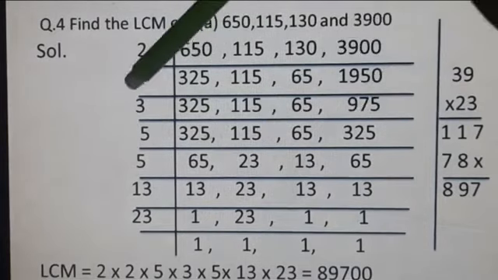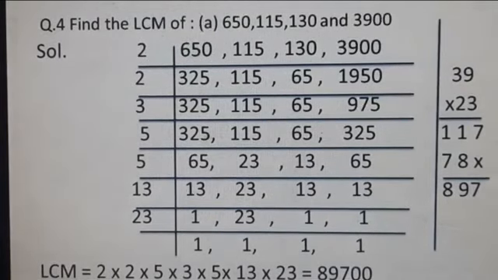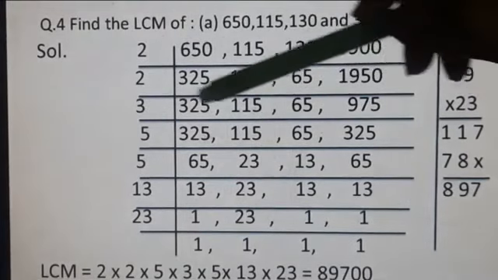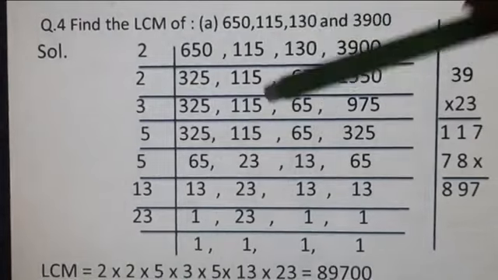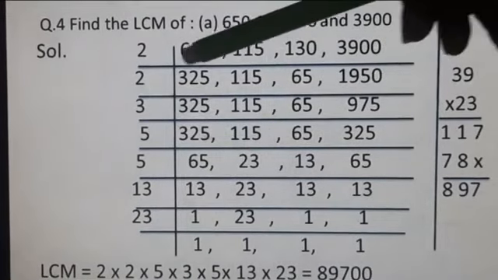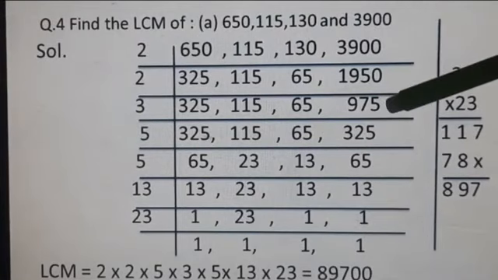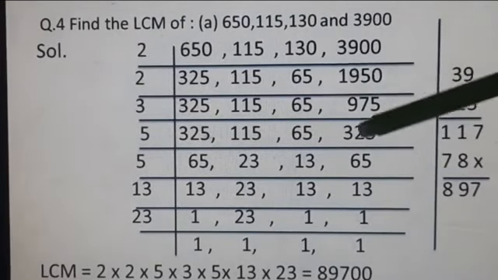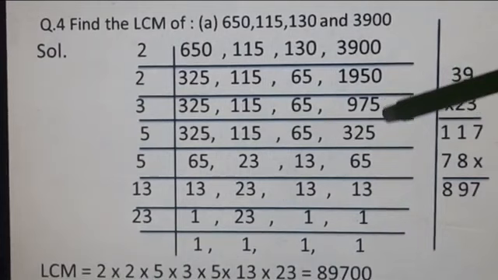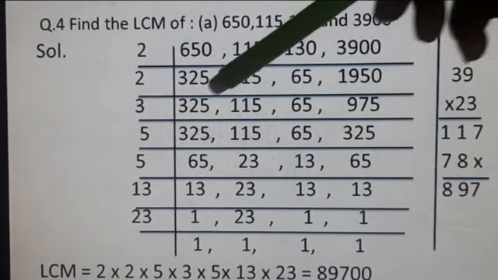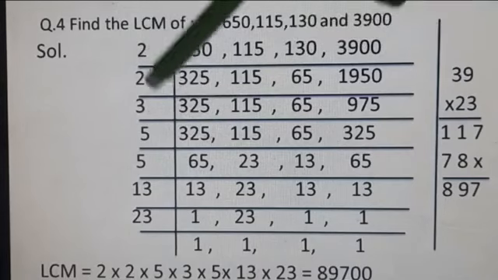So we will check for the next prime, that is 3. 325 is not divisible by 3. 115 is also not divisible by 3 completely. 65 is also not divisible by 3 completely. 975 is divisible. So 3 3s are 9, 3 2s are 6, 3 5s are 15. Right? Next is, now we will take next prime 5.